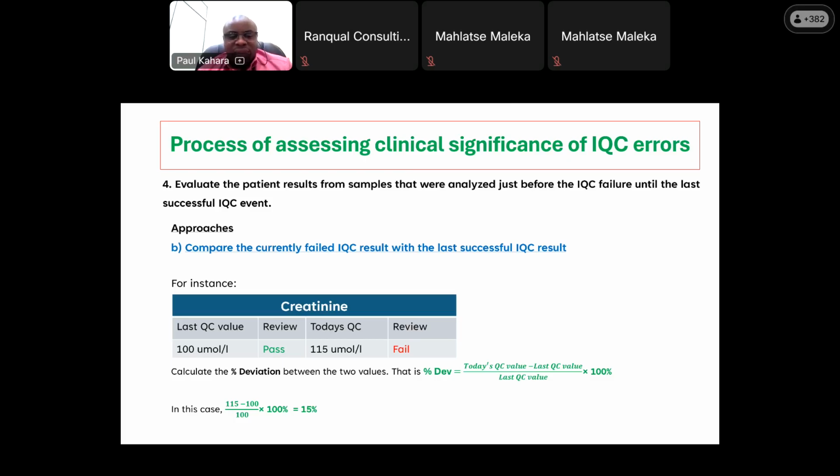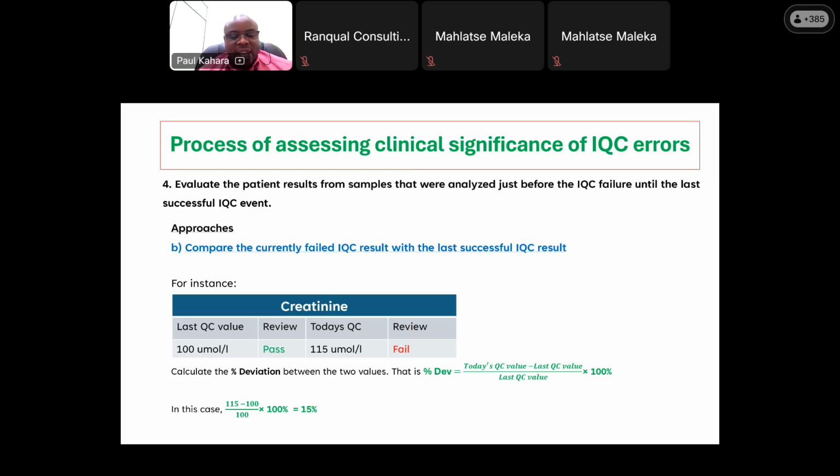And you see, the moment it fails, we have to stop everything and try to troubleshoot. But what we need to ask ourselves is, is this failure clinically significant? The result you are getting today is 115, yet yesterday we were getting 100 for the same IQC material. Is this difference clinically significant? That is what the standard is trying to tell us. Because like I said, we may beat ourselves so hard. We might even condemn the equipment because it is failing on IQC. But we want to ask ourselves, is this failure actually clinically significant? So how do you do it? Many laboratories have different methods.